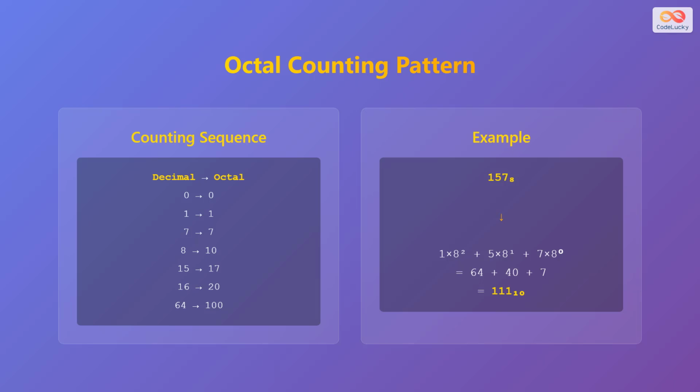Let us see an example. The octal number 157 base 8 can be converted to decimal as follows: 1 times 8 squared, plus 5 times 8 to the power of 1, plus 7 times 8 to the power of 0, which equals 64 plus 40 plus 7, resulting in 111 in decimal.